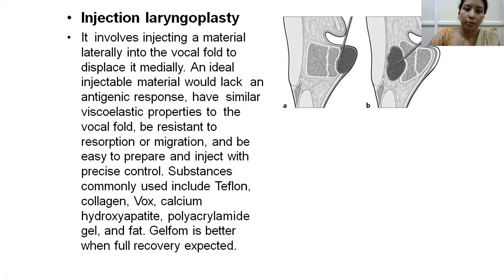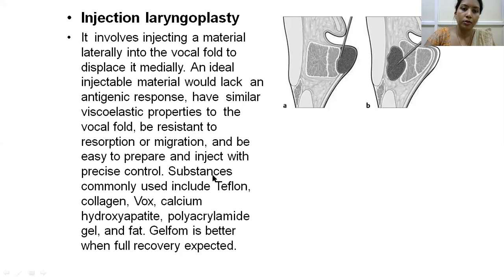An ideal injectable material would lack any antigenic response. That is, it does not cause any rejection or anaphylaxis. So it should have similar viscoelastic properties to that of the vocal cord. It has to be resistant to resorption and migration. So it should not be absorbed completely. Otherwise, its effect is lost. And it should be easy to prepare and inject with precise control.